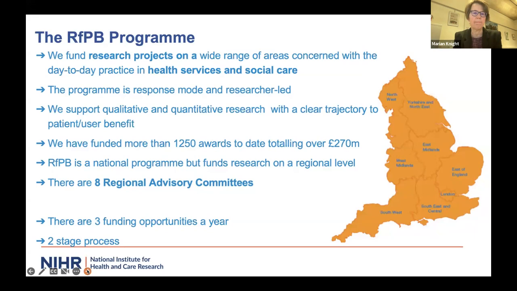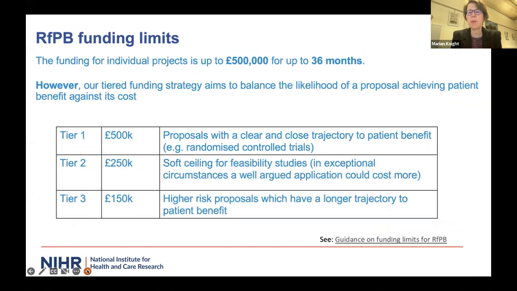We fund projects up to £500,000 for 3 years, but the important thing, particularly for qualitative researchers, is to be aware of the tiered funding strategy. At that £500,000 level, we're expecting proposals which will lead immediately and directly to patient benefit, so to a change in health or care. And typically that might include a randomized controlled trial. We have a tier where we have largely feasibility studies, which has a limit of £250,000. And tier three, which funds up to £150,000, we typically describe as either higher risk proposals or those which have a longer trajectory to patient benefit. And this is where we would typically see standalone qualitative research proposals.